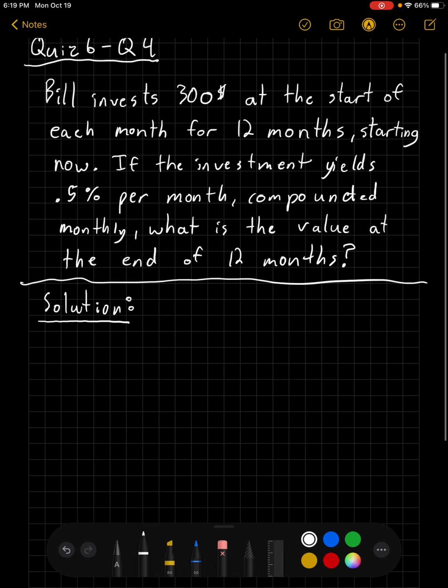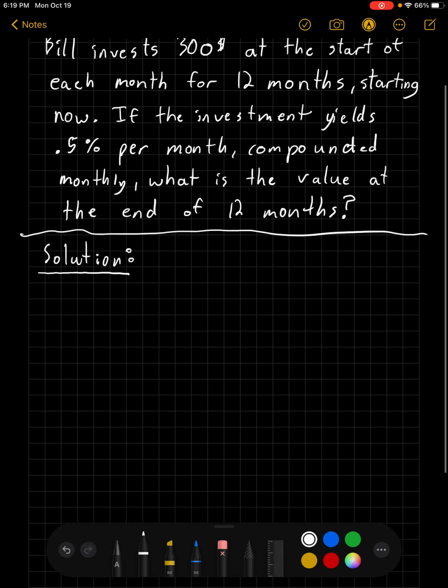So just try to make this kind of quick. Bill invests $300 at the start of each month for 12 months starting now. If the investment yields 0.5% per month compounded monthly, what is the value at the end of the 12 months? Okay, so what I did in the posted solution is I did the value at the beginning of each month. That is not what we want to do.